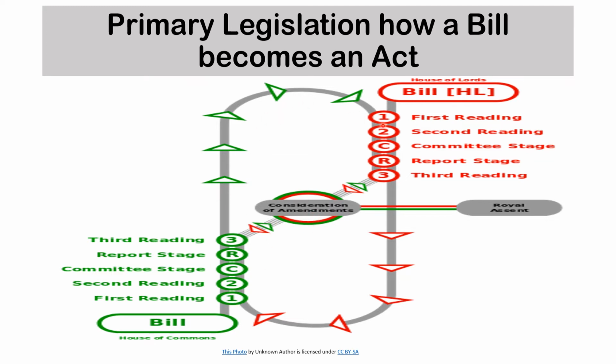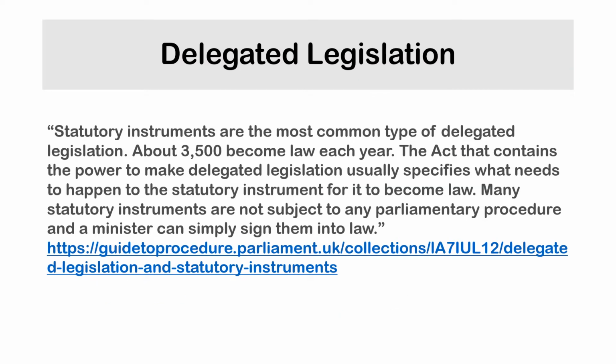That's the process. Now, a bill can start from the House of Lords, or it can start from the Commons, but it has to go through this process here and be approved by the House of Lords. So this is a guide to how a bill becomes an Act of Parliament. Delegated legislation.